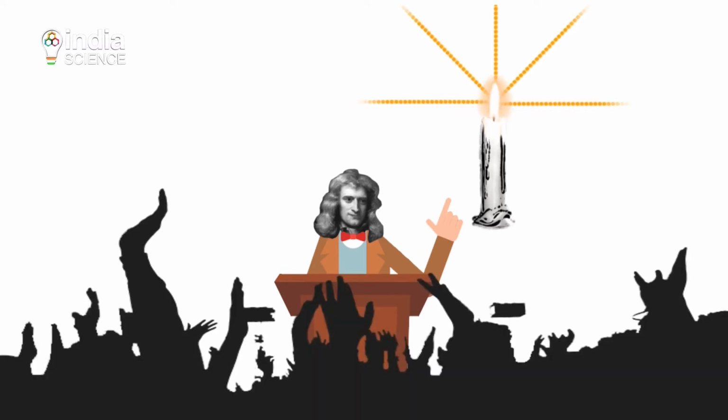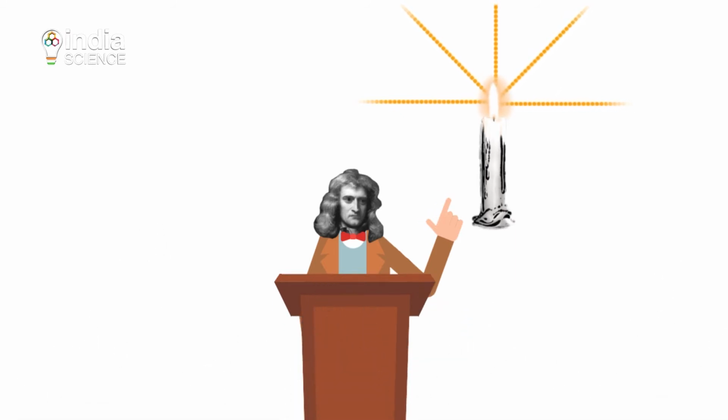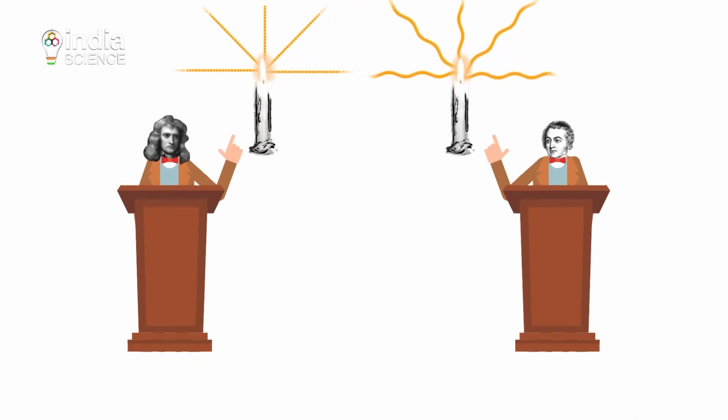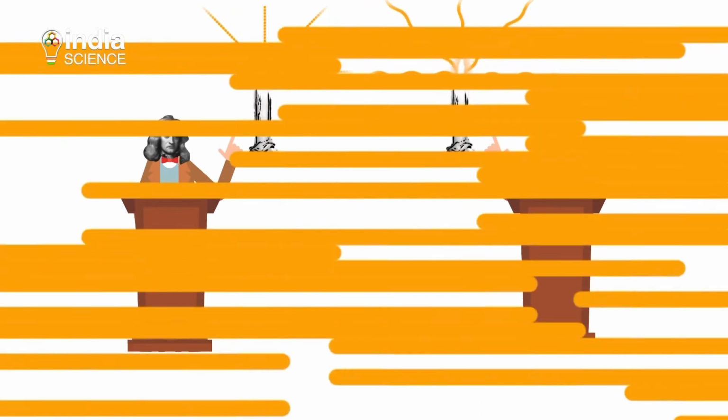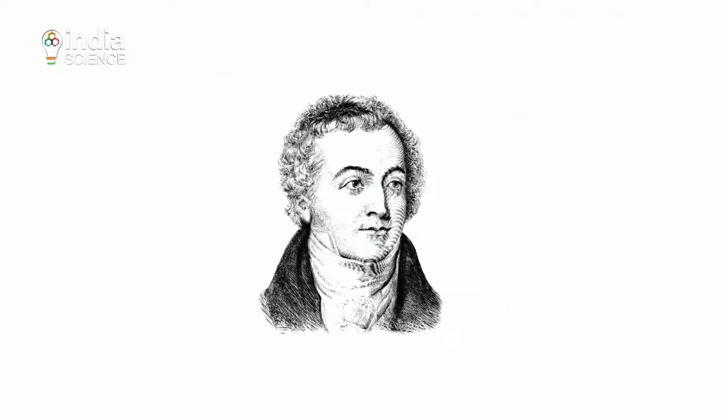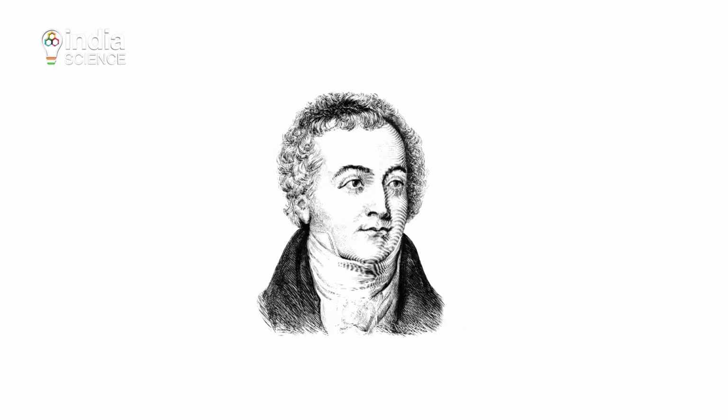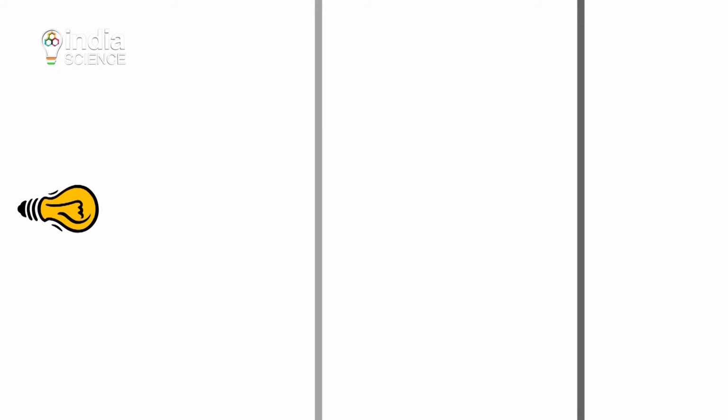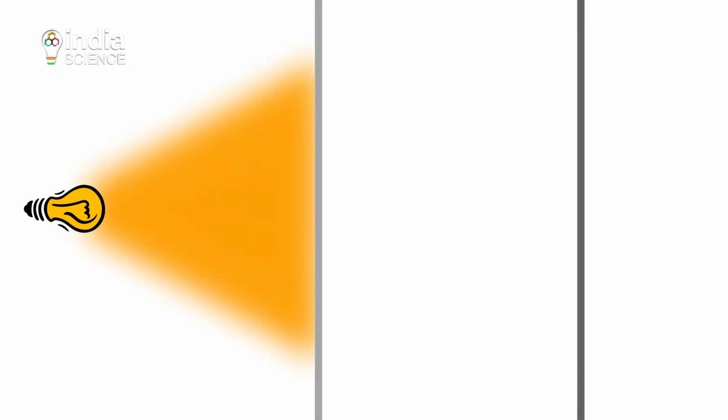In 1801, Newton was challenged again. An experiment by a British polymath, Thomas Young, brought the wave theory to the forefront. Young's experiment was something like this. He took a monochromatic source of light, that is, light of a single color, and made it pass through two vertical narrow slits cut in an opaque plate. The light from the slits was collected on a screen, and what he observed changed the game totally.